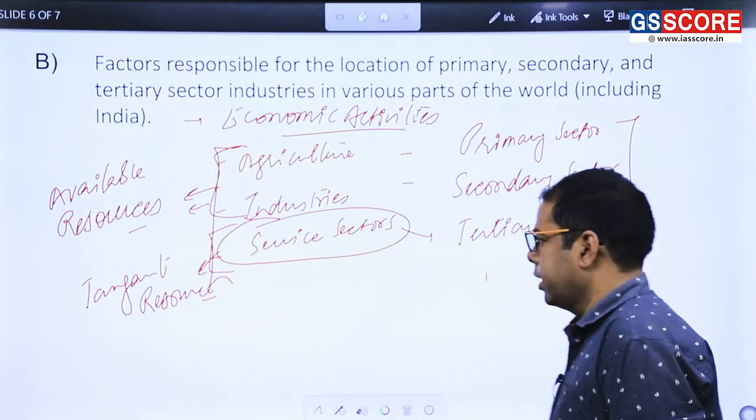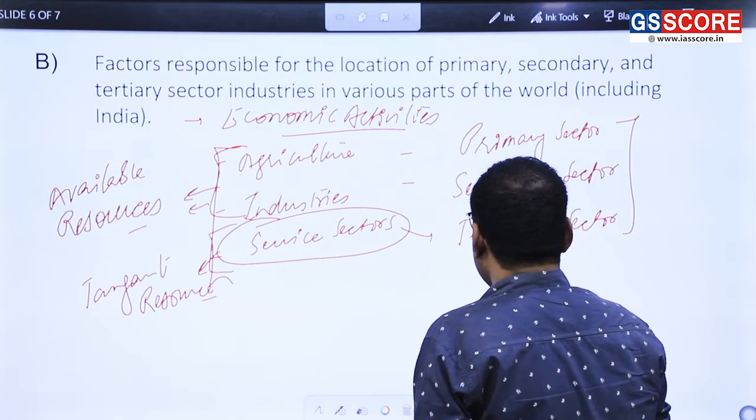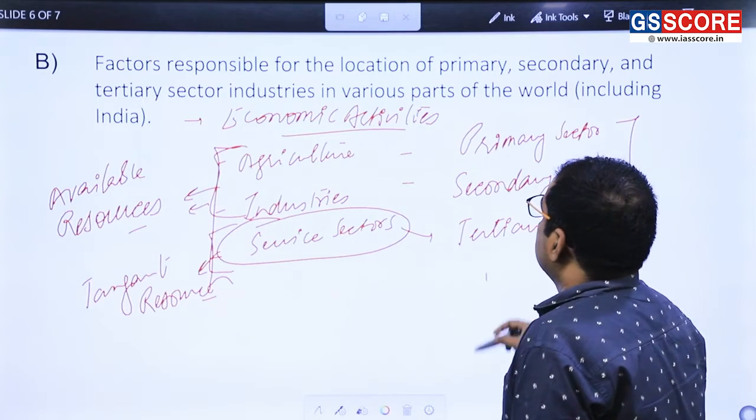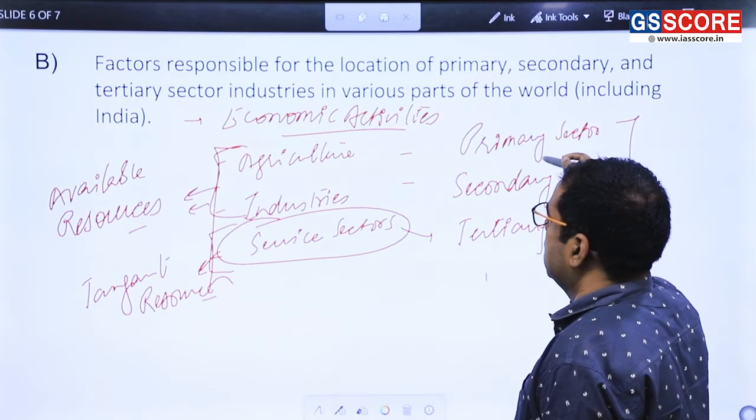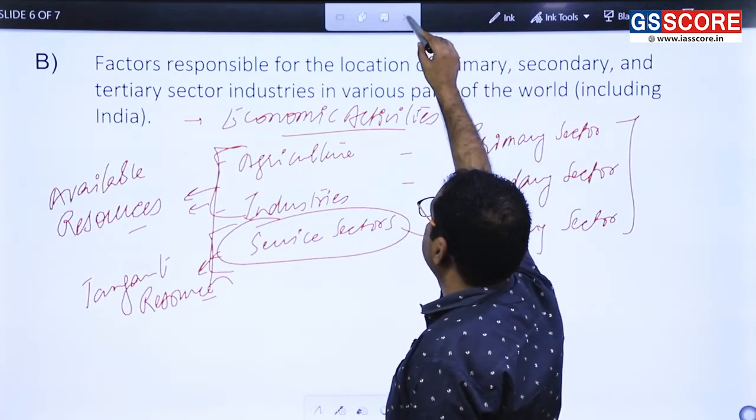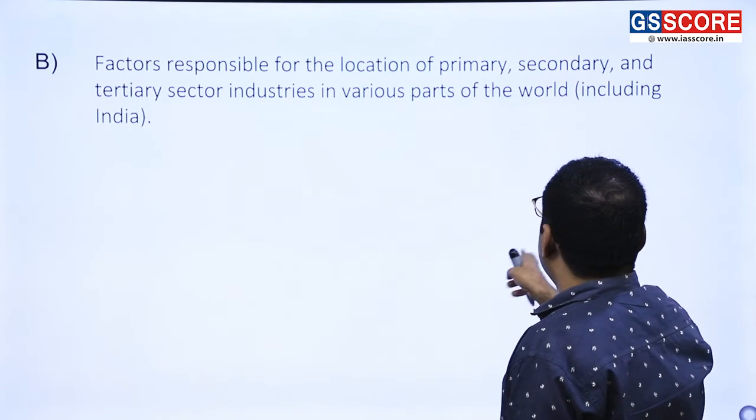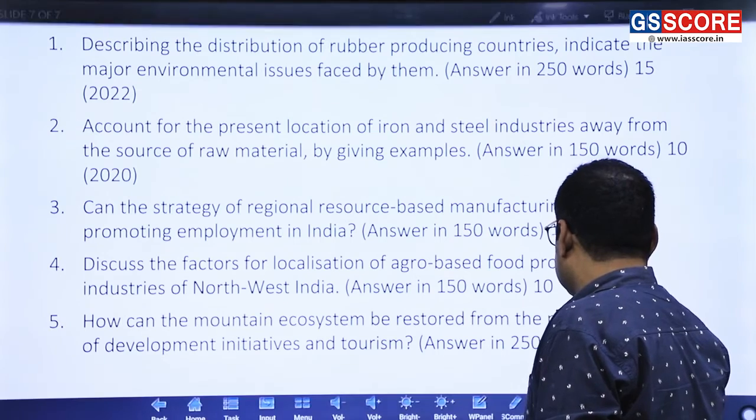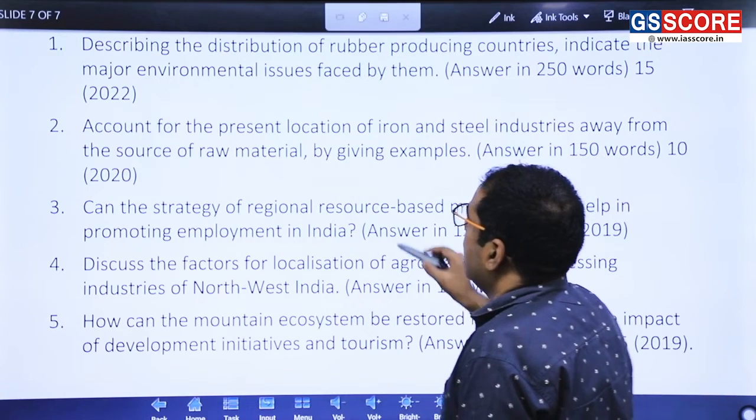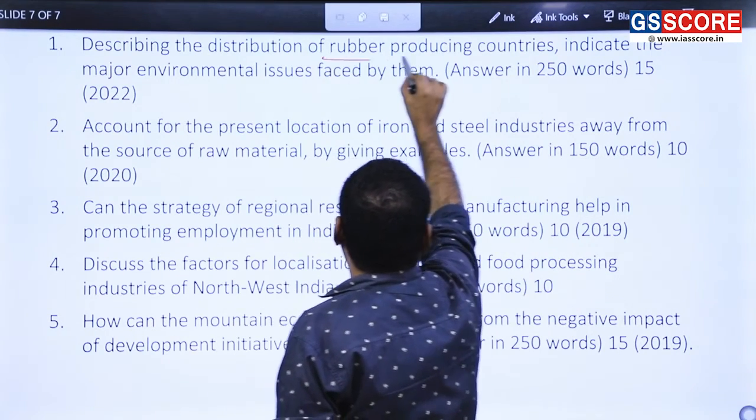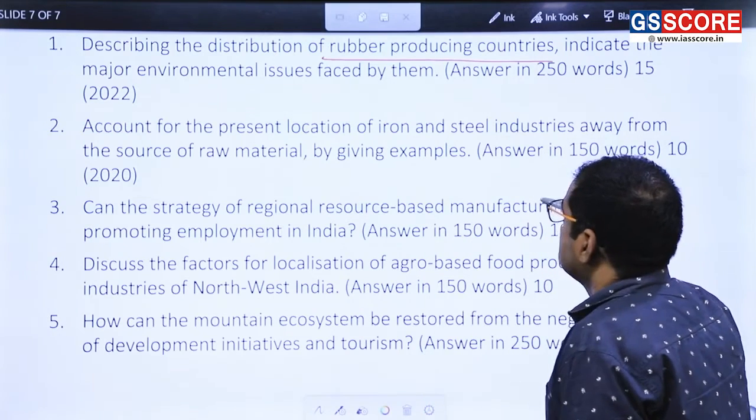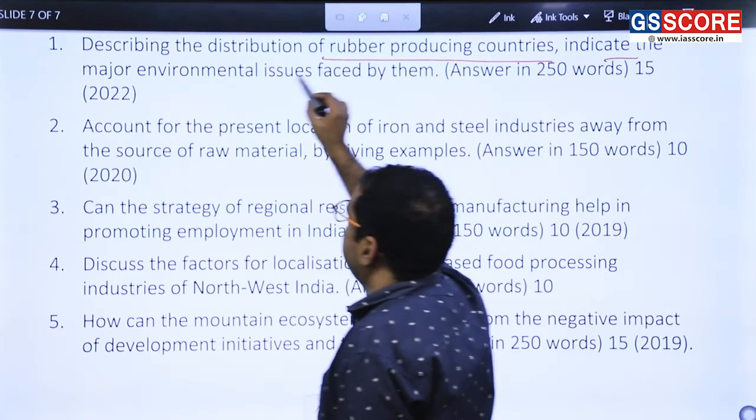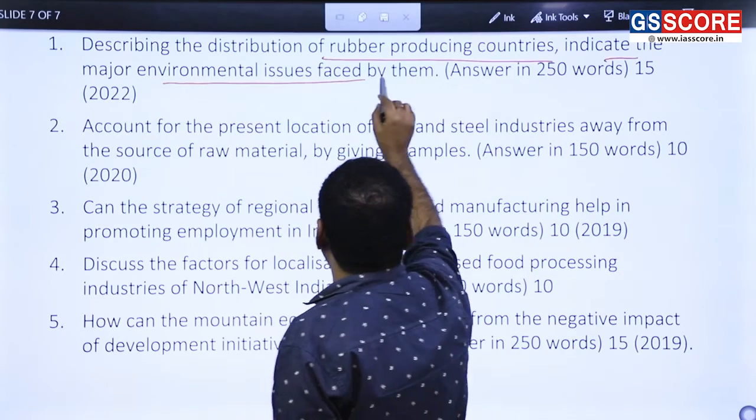Tangent resource, right? So let us see questions on the basis of this aspect. Yes, questions are: describe the distribution of rubber producing countries, indicate the major environmental issues faced by them.